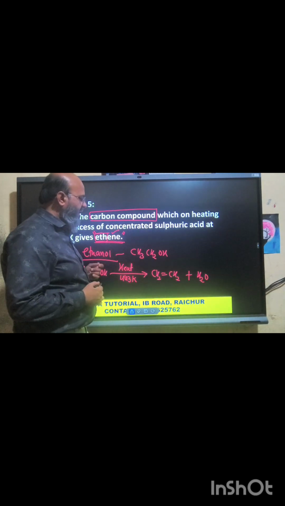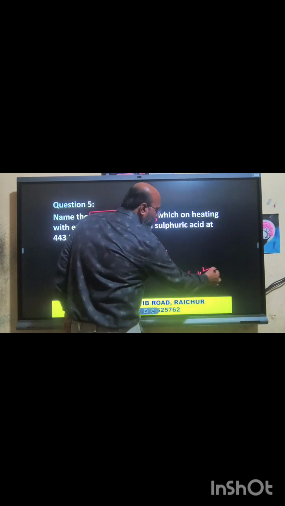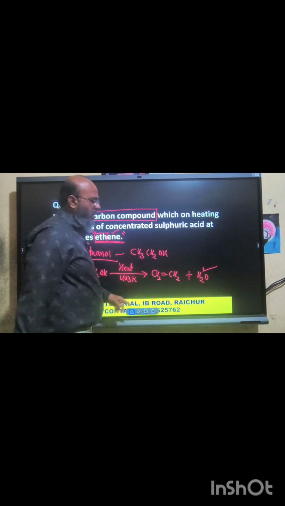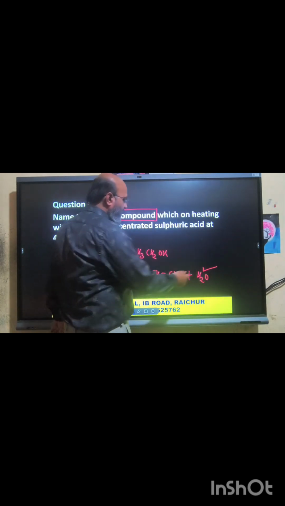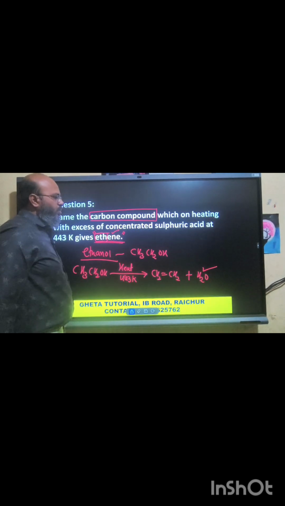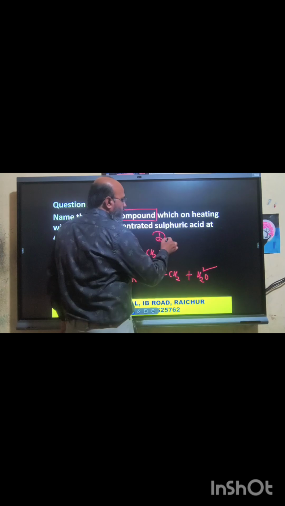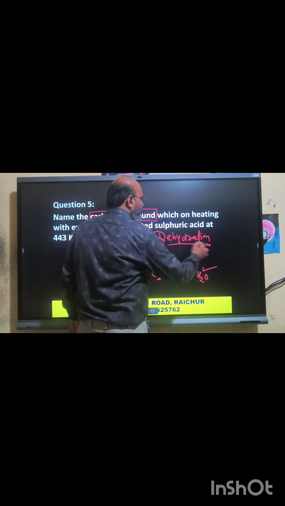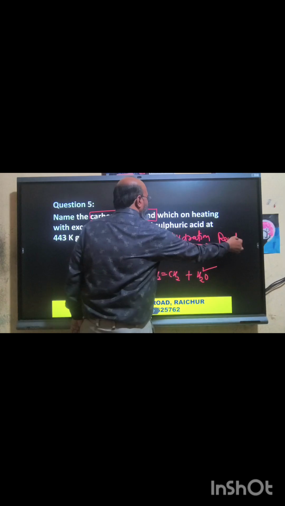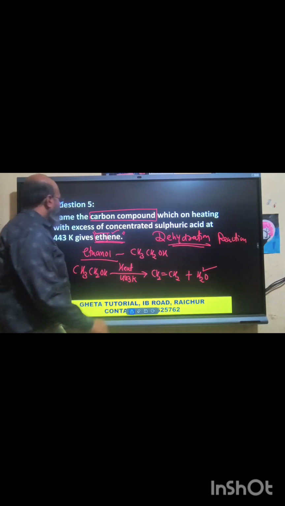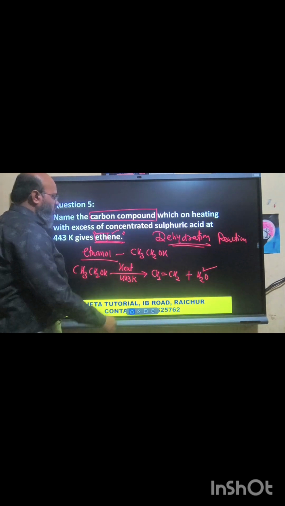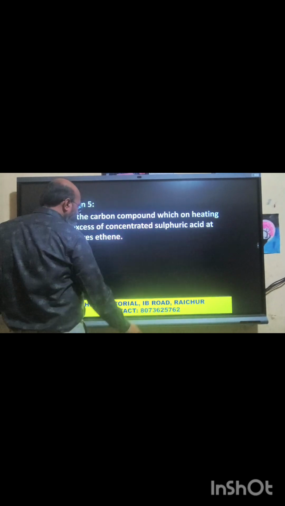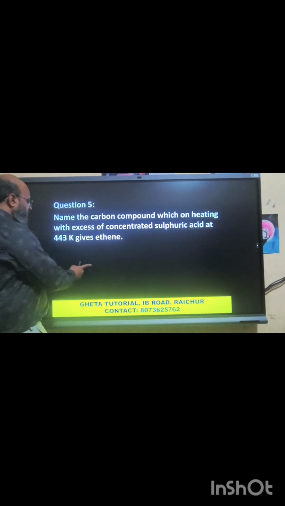Why? Because in this reaction the water is lost from the ethanol. Here what will happen? The water is evaporated when we heat the ethanol. So because of this, the reaction is called what? Dehydration reaction. So here the answer for this question is also completed. So the name of the carbon compound is what? Ethanol. So let us go for the next question now.